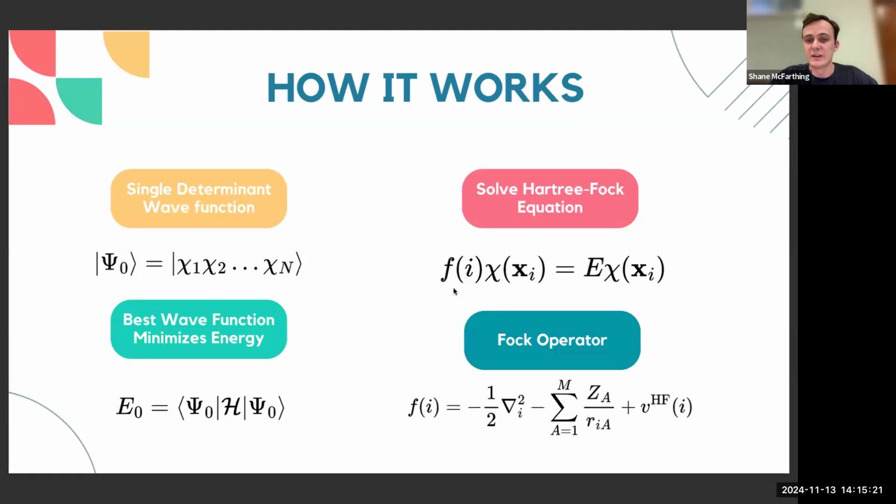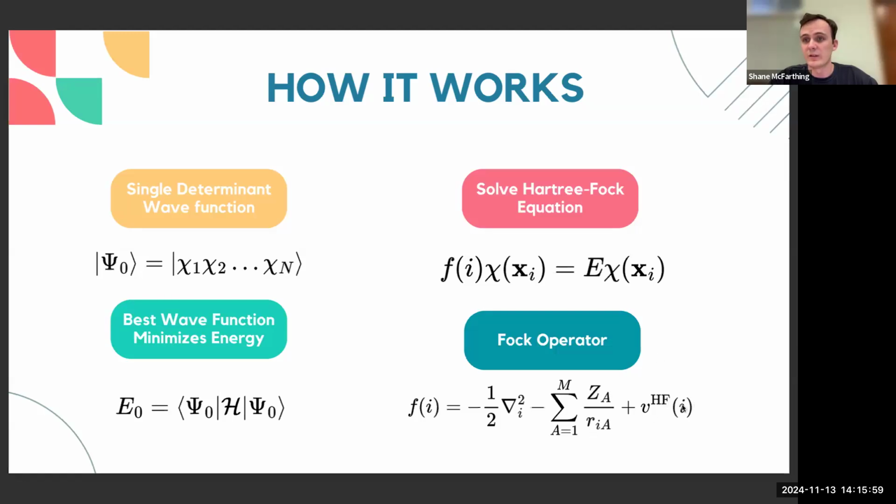And you can see this has a similar format to the Schrödinger equation, but we change the state dependency to the dependency on the spin orbital functions themselves. And we have this new operator that replaces the Hamiltonian, and we call this the Fock operator. So the way that this differs from the normal Hamiltonian is that we still have the kinetic energy term for the electrons, and we have the nuclear charge terms with the interaction between the nuclei and the specific electrons.